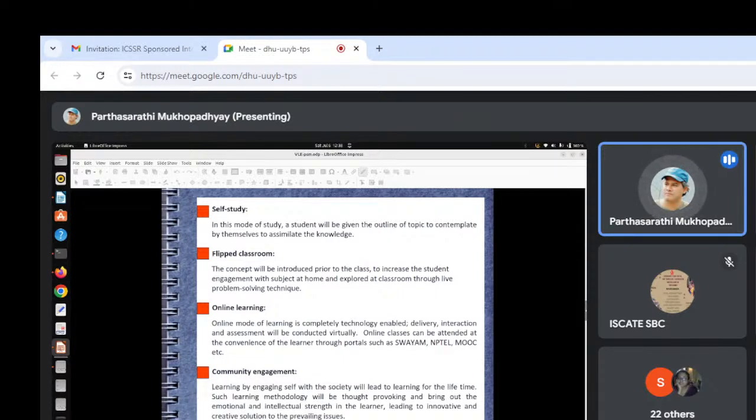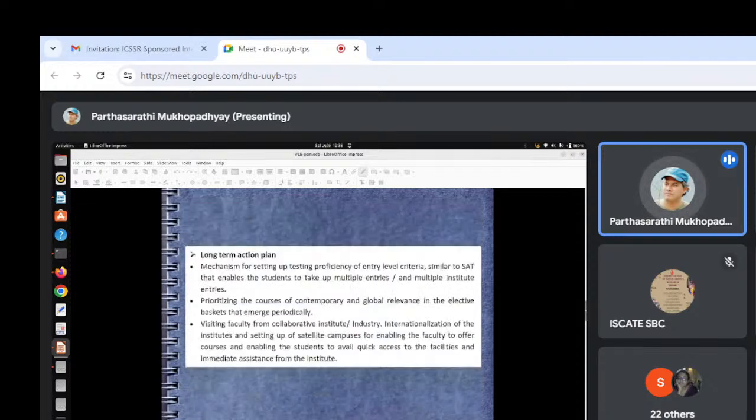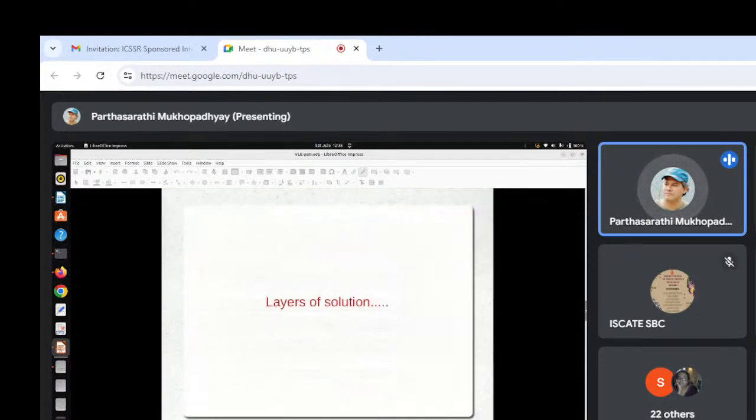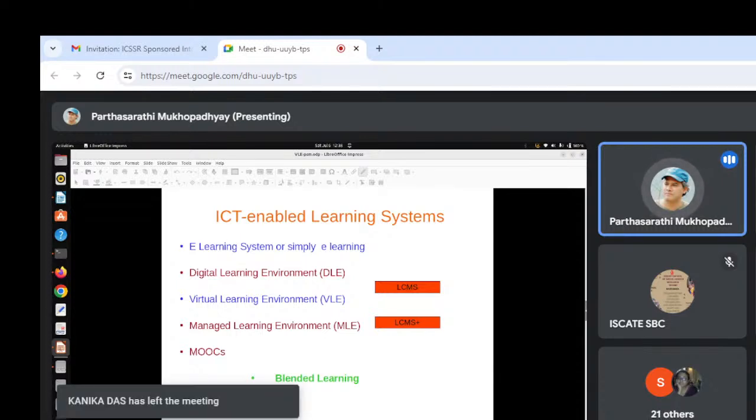So they are talking about community engagement. These are all new concepts in education. This flipped classroom, a certain percentage mandatorily online, and so on. So I'm not going into further details of NEP 2020. What I would like to tell you is what model the Ministry of Education is going to adopt.